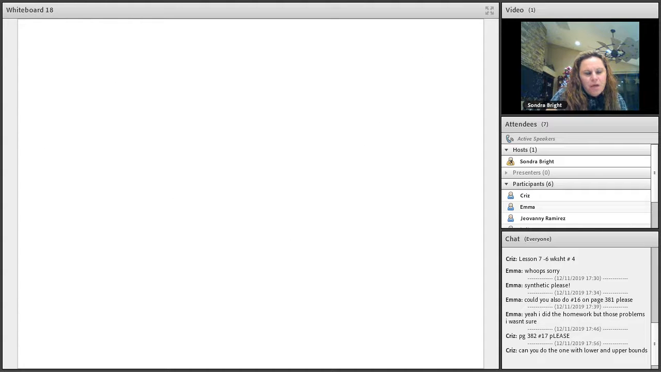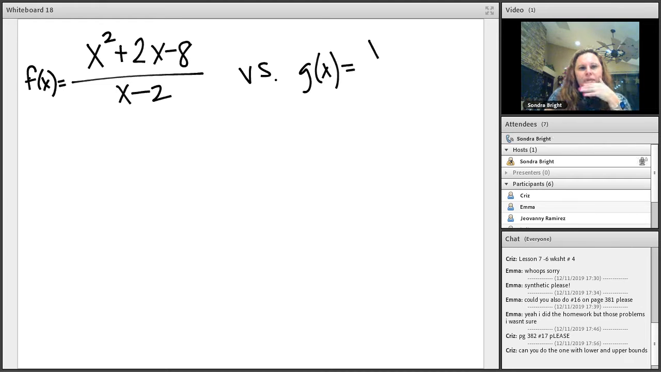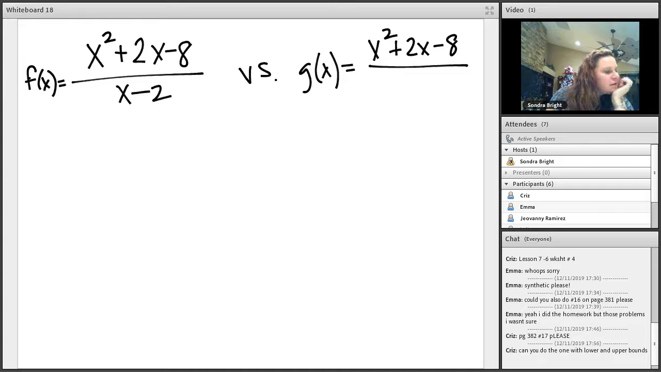Let me make something up real quick. Comparing f of x equals x squared plus 2x minus 8 over x minus 2, versus g of x equals x squared plus 2x minus 8 over x plus 2. I think this was the one that Chris had asked me before.